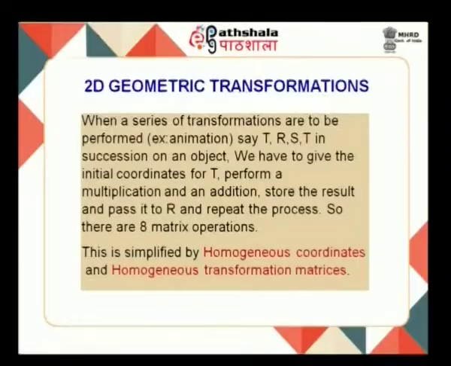When more than one transformation is performed on the same object in succession, and we use these representations of one multiplication, one addition, let us see what happens in the case of an example where you have to perform a translation, a rotation, a scaling and a translation in succession. There are 4 transformations to be performed in succession on the same object.